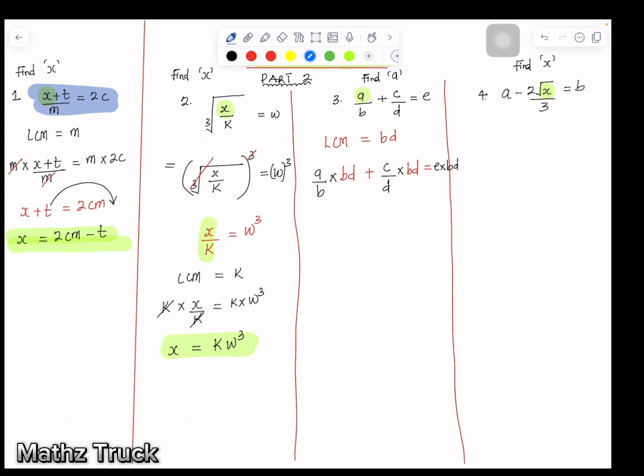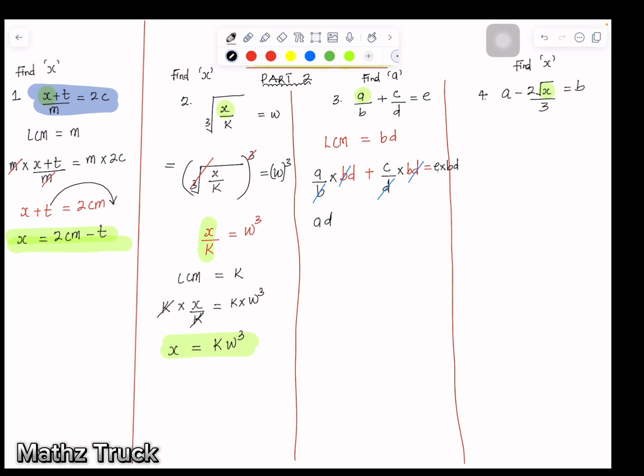All right. Now, we have A over B times BD. So this letter B will cancel this B out. We have C over D multiplying BD. This D takes away this D. And we have expression E multiplying BD. All right, so the final expression after the cancellations of the denominators with their respective numerators, we have A multiplying D. So that will give us AD.